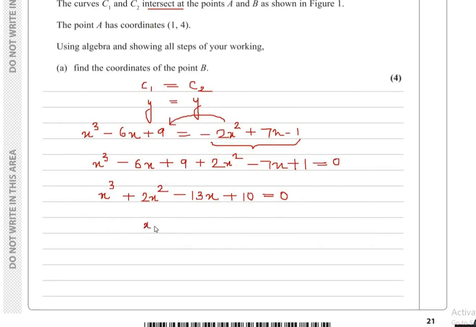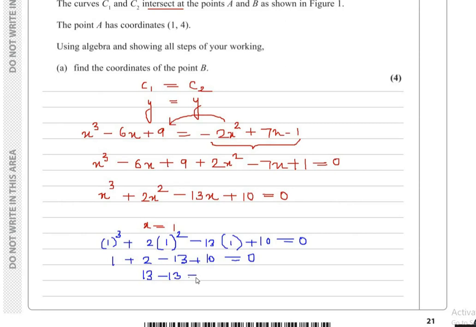If we take x equal to 1, does this equation go down to 0? If it does, then x equal to 1 is a factor of this equation. So let us substitute and check. It becomes 1 cube plus 2 times 1 square minus 13 times 1 plus 10 equal to 0. So we get 1 plus 2 minus 13 plus 10. 1 plus 2 is 3, 3 plus 10 is 13. So we get plus 13 and minus 13, which is equal to 0.